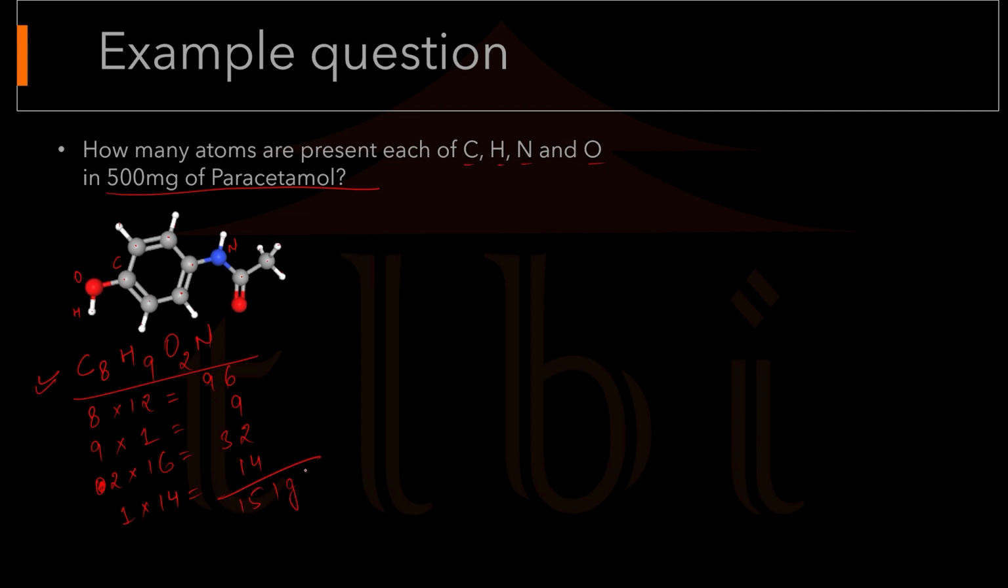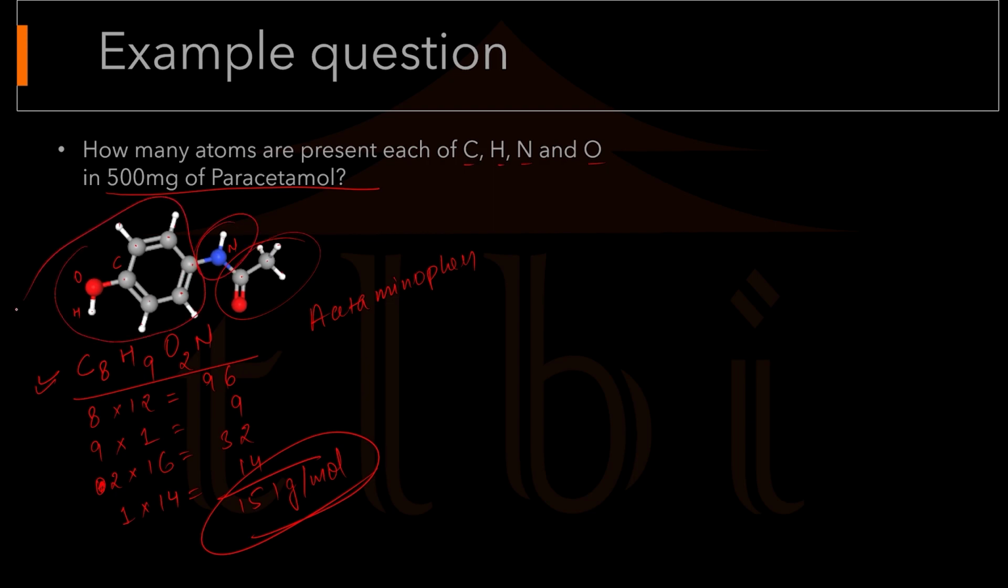So the molecular weight of paracetamol is 151 grams per mole. It is also called acetaminophen. Okay, so this is the acid part, that is the amino part, and this is the phenolic group. So the question is this, that is molecular weight, and the question we have is 500 milligram of paracetamol will contain how many atoms of each of carbon, hydrogen, nitrogen and oxygen.